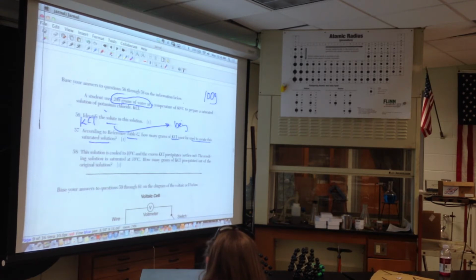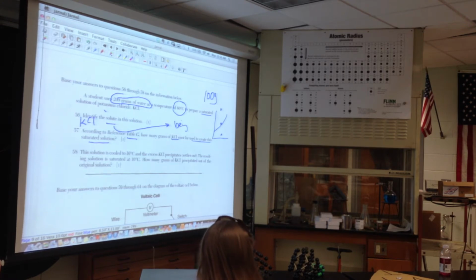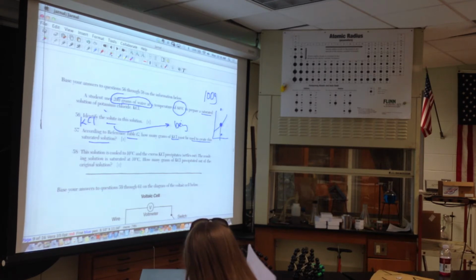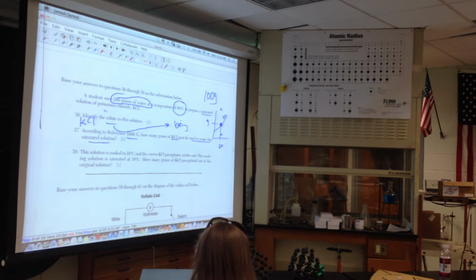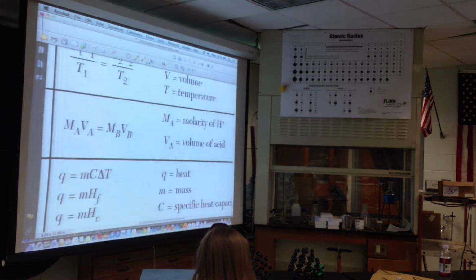So we have potassium chloride at 60, and they want to prepare a saturated solution. Now, saturated means what? Above the line, on the line, or below the line? On the line. So I'm trying to find how many grams at 60 degrees Celsius for KCl. So let's go there to the reference table. Okay, we're looking for at 60.